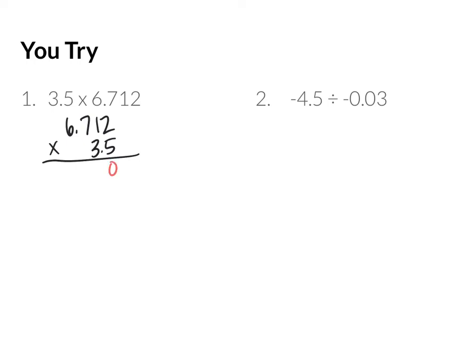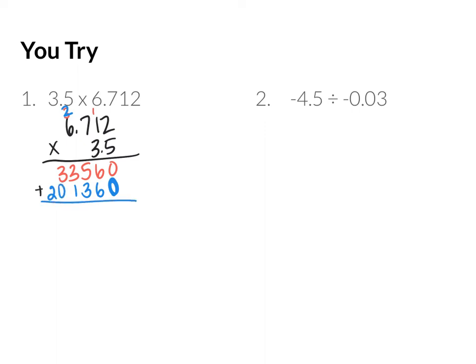2 times 5 is 10. 5 times 1 is 5, plus 1 is 6. 5 times 7 is 35. 5 times 6 is 30, plus 3 is 33. For my second row, I need a placeholder value. 3 times 2 is 6. 3 times 1 is 3. 3 times 7 is 21. 3 times 6 is 18, plus 1 is 20.